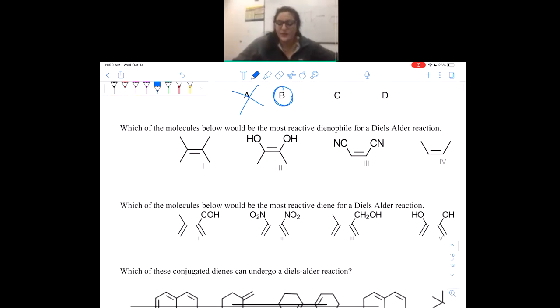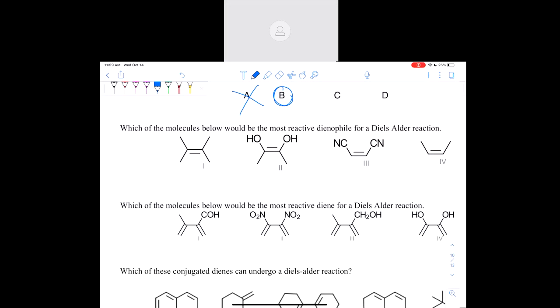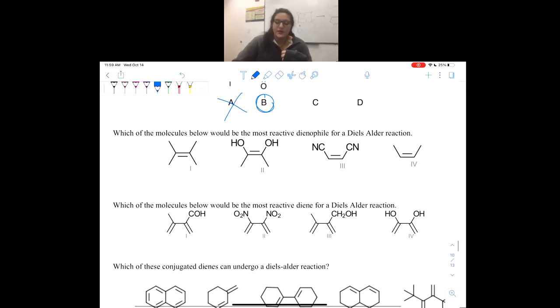So for these, which one? Sorry, go ahead. Will the dienophile always have a carbonyl group? Not always, but that's one of the stronger withdrawing groups, so they like to have those. But in this example, the dienophile is the only one that has an electron withdrawing group.